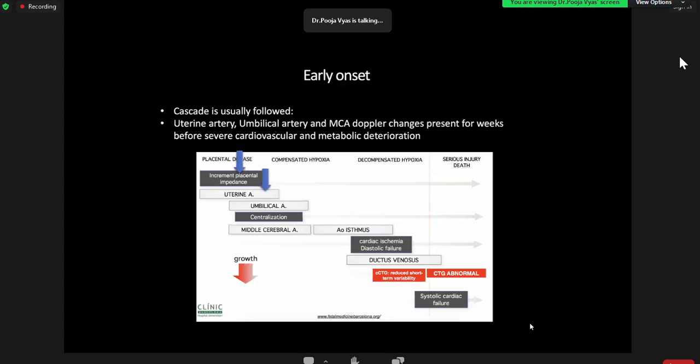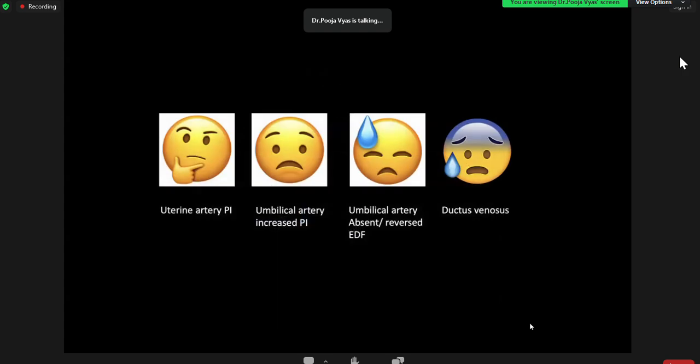Then the MCA Doppler will start showing changes, and they will be seen generally for a few weeks before we get severe cardiovascular as well as metabolic deterioration in the form of aortic isthmus and DV showing changes.